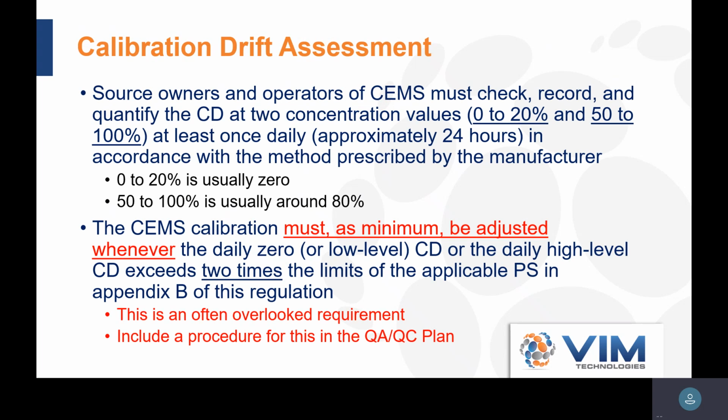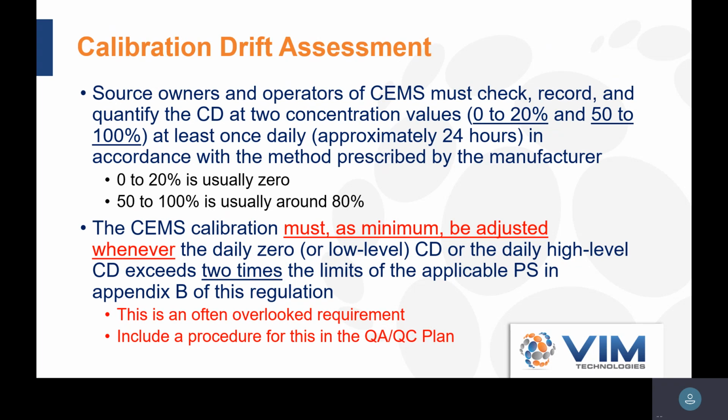There are a lot of words, but really the daily check at the low level, as they call it, is 0 to 20%, but I've rarely come across a facility that's not using a 0 gas for their low level. And then the high level is 50 to 100% of that span value. Normally we recommend that span value be around 80% of the range, so that way you can capture the top end of the range.